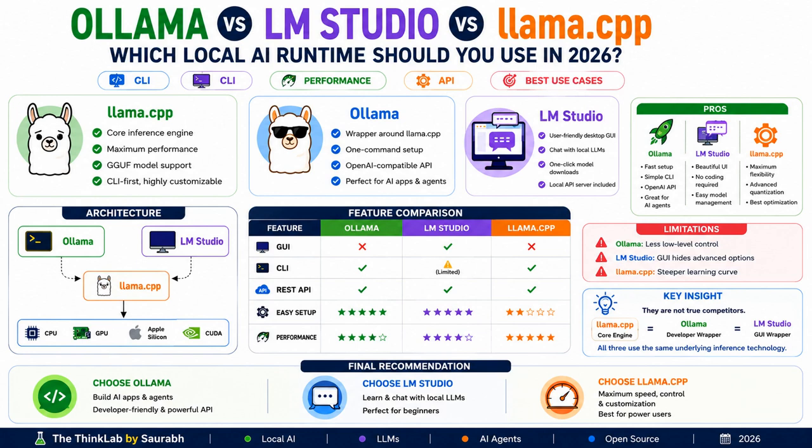So which one should you choose? Choose Ollama if you are building an AI application or some kind of AI agent. Choose LM Studio if you want the easiest graphical interface. Choose llama.cpp if you want maximum speed, optimization and full control.